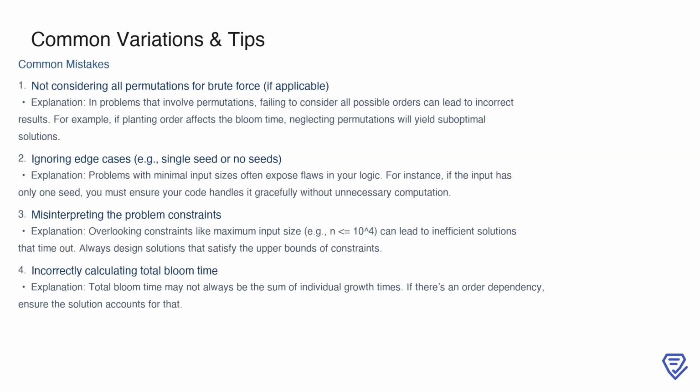When tackling this problem, there are a few common mistakes to watch out for. First, not considering all permutations when using a brute force approach can lead to incorrect results. For instance, if the order in which seeds are planted affects the bloom time, failing to test all possible sequences might result in suboptimal solutions.